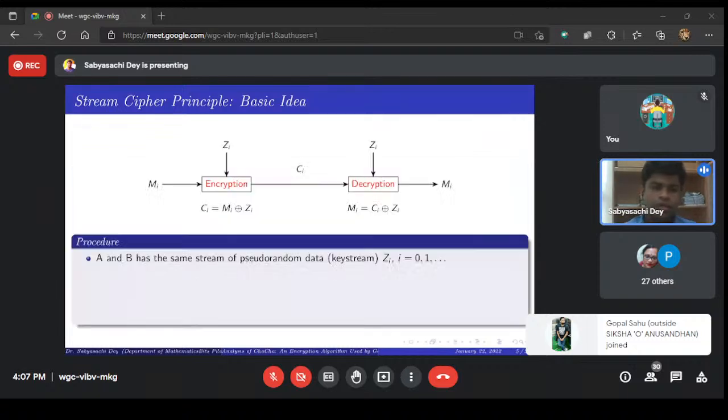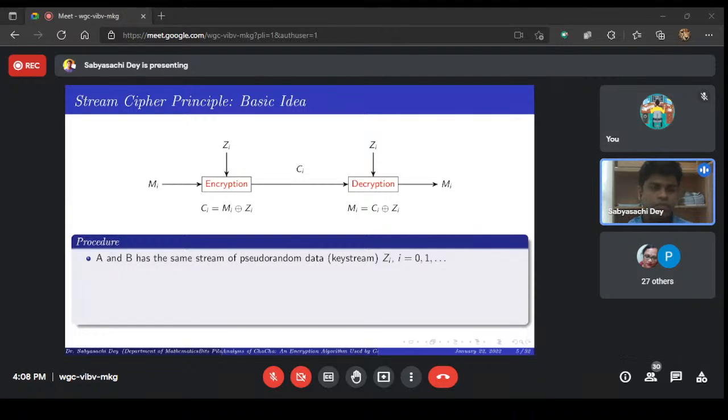Now, after this, they have the initial message that A wants to send to B, which is denoted by MI. It's a sequence of 0s and 1s only. Now, in the encryption phase, this MI is XORed with this Zi. XOR means addition modulo 2 bitwise, and some ciphertext is generated that is shown by CI. So instead of sending the MI, this CI is sent to the other party. And the other party has the same Zi, so he can get back the actual MI from this CI. This is the principle of stream cipher.